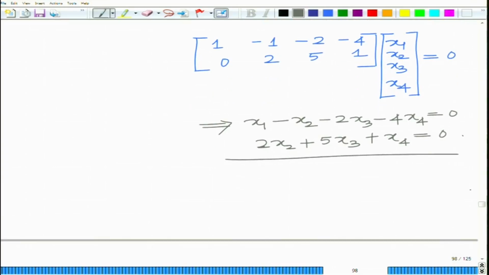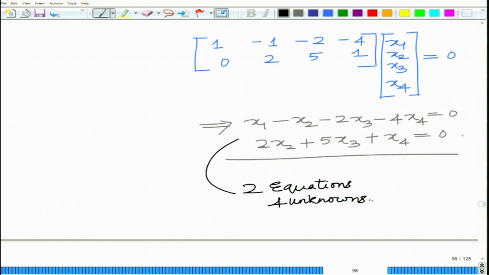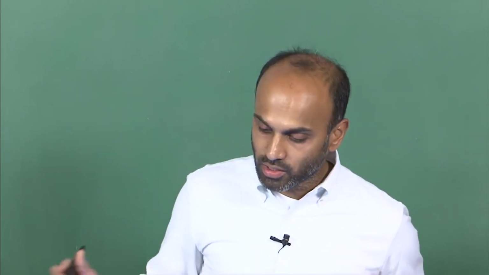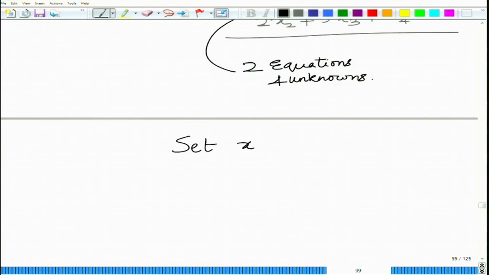So, we have two equations and 4 unknown variables x1, x2, x3, x4. What this means is basically we have two free variables. We can set two of the unknown parameters as free variables. So, let us set x3, x4 as free variables, and we will express the rest of them, x1 and x2, in terms of x3 and x4.